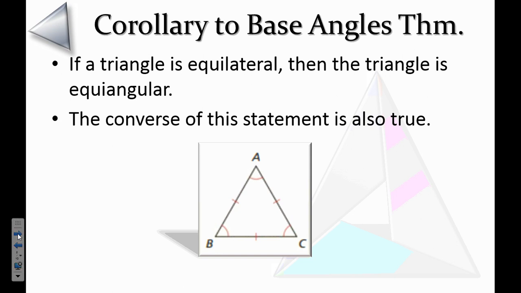The converse of this statement is also true. What would the converse say? If a triangle is equiangular, then the triangle is equilateral. Because the converse and the conditional are both true, we could just write it as an if and only if statement: a triangle is equilateral if and only if the triangle is equiangular. Okay? 3 equal angles, 3 equal sides.